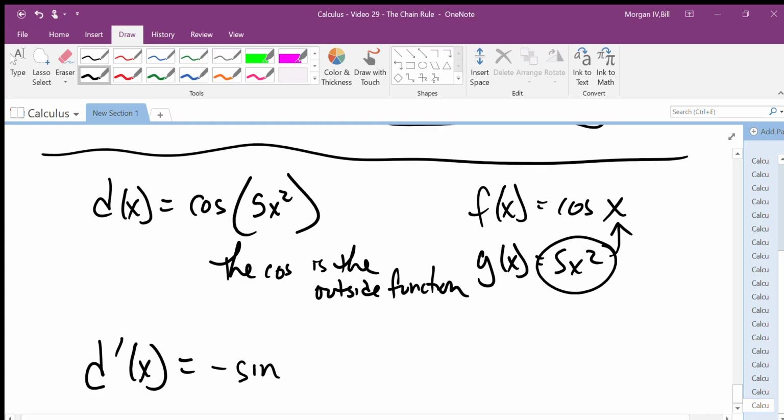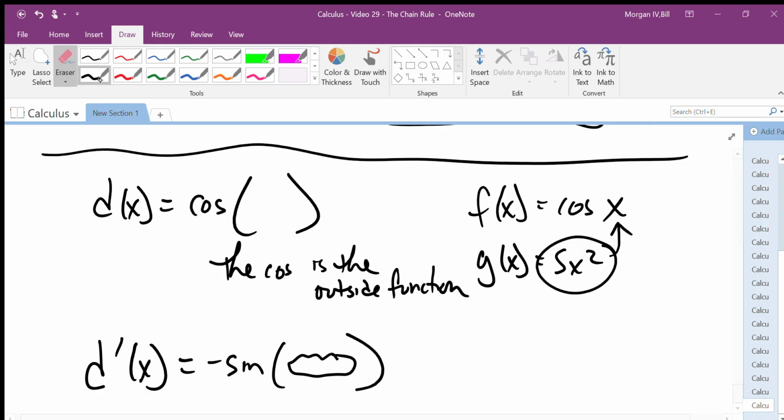And here's an example of what not to do. It's not negative sine of and then take the derivative of 10x. Although I'll see that a lot, we don't do that, right? We think about it like this. We think about it like, instead of 5x squared here, you're thinking blob. I have the cosine of something, cosine of blob. The derivative of the cosine of blob is negative sine of blob. But we didn't have blob, we had 5x squared.